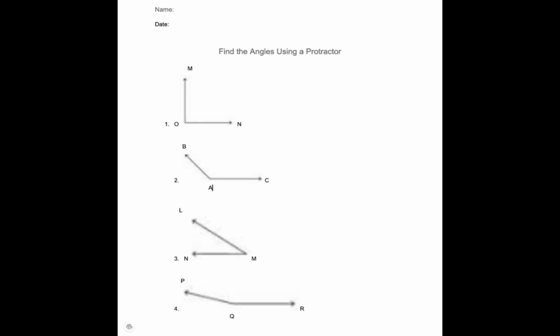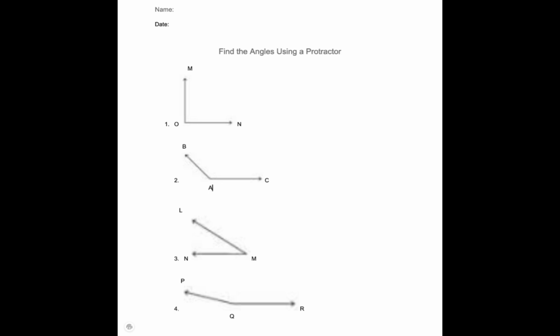So now we are going to be doing a worksheet where you can find your own angles. First, you are going to find the vertex. Look for the point where the two lines of the angle meet. This is the vertex. The vertex of this point is labeled O.